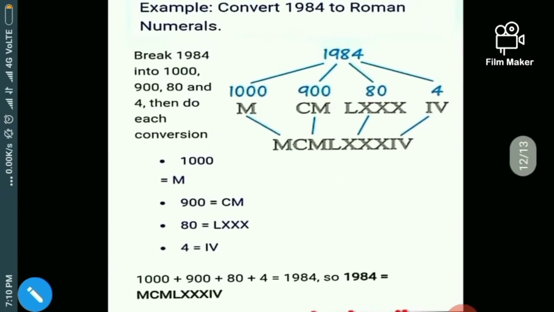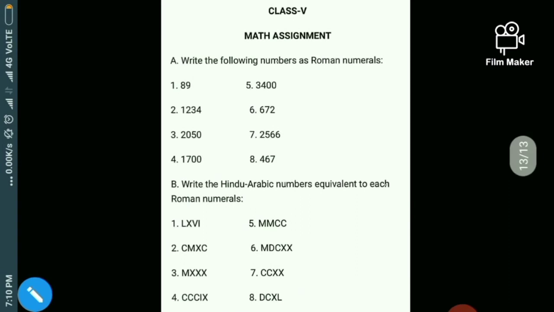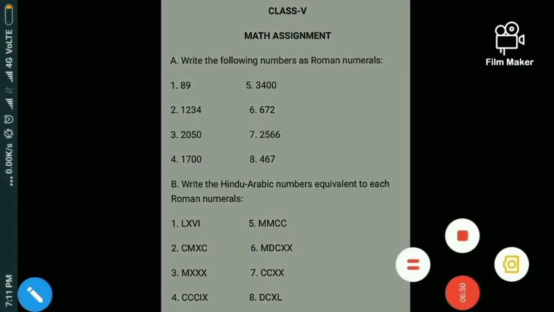One more big example here, 1984. So first we will break 1984 as 1000, 900, 80 and 4. 1000 is denoted by M, 900 is denoted by CM, 80 is denoted by LXXX, 4 is denoted by IV. So the result is M, CM, LXXX, IV. Okay, so these are clear to all of you. And you will see the rules also. And now you see one work is given for you. So this work you try to do. First you read the questions given here, and then you try to solve in your copy.